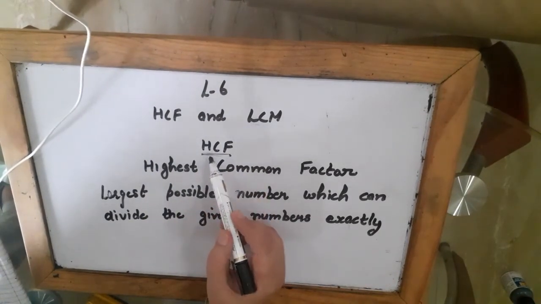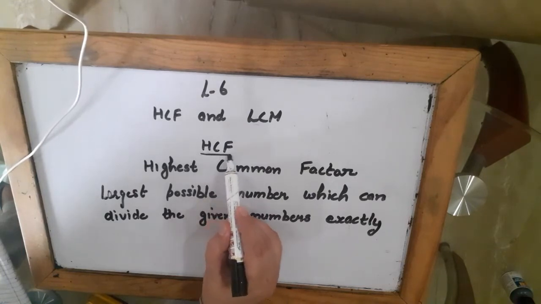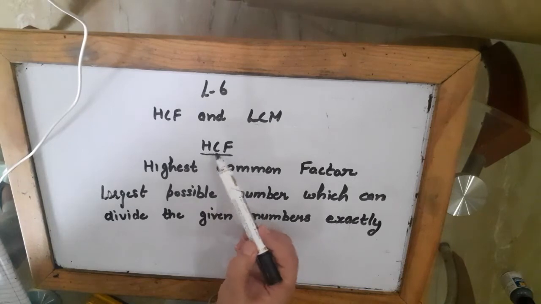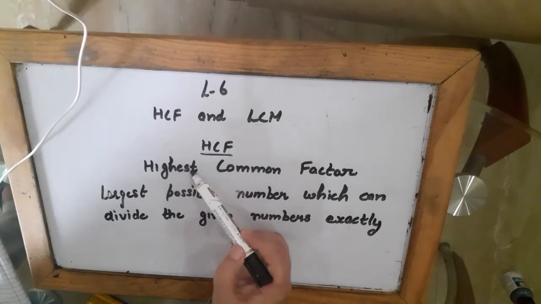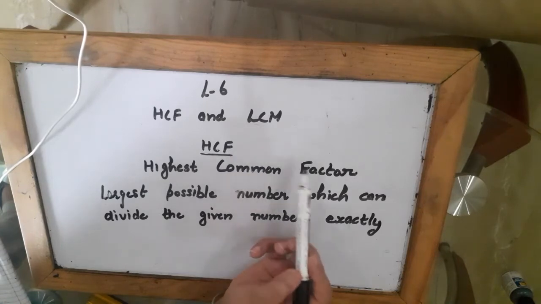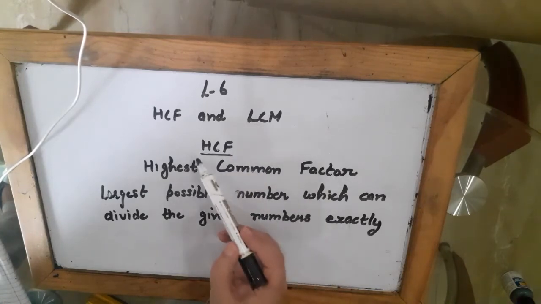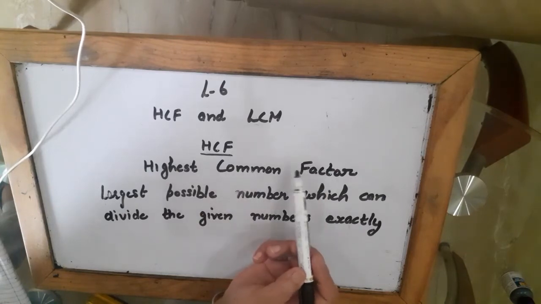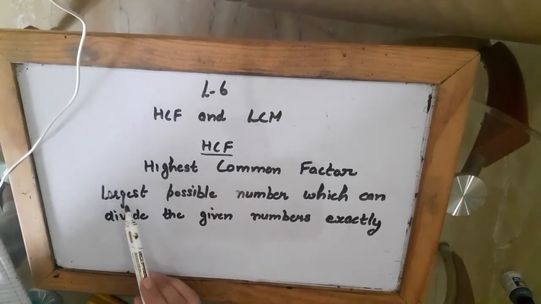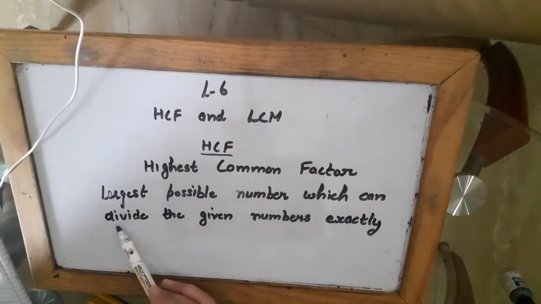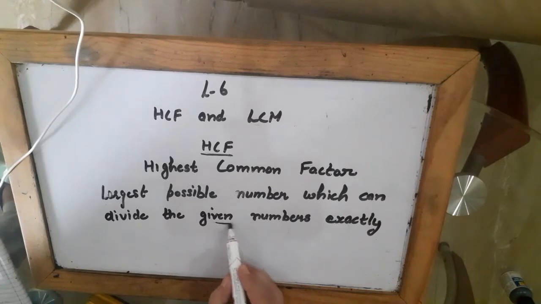So first of all, we will start with HCF. Now, what do you mean by HCF? The full form of HCF is that H stands for highest, C stands for common, and F stands for factors. So it means highest common factor. So it means that we have to find the largest possible number which can divide the given numbers exactly.